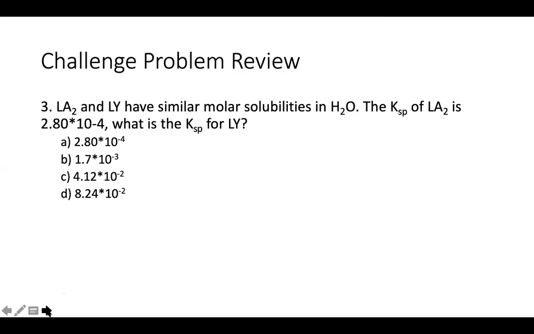So here's another multiple choice question that was pretty much right from my exam. You have two unknown compounds that we're just going to denote with variables, La2 and Ly. You're told that they have similar molar solubilities in water. You're told that the Ksp of La2 is 2.8 times 10 to the negative fourth, and you're asked, what is the Ksp of Ly?